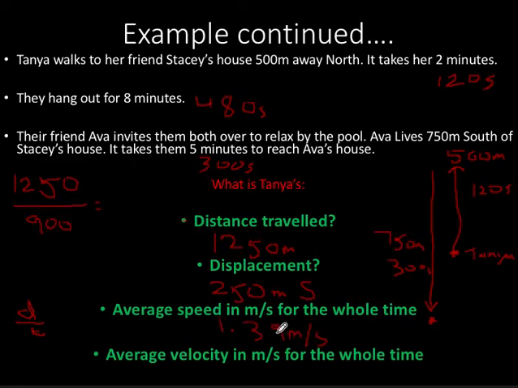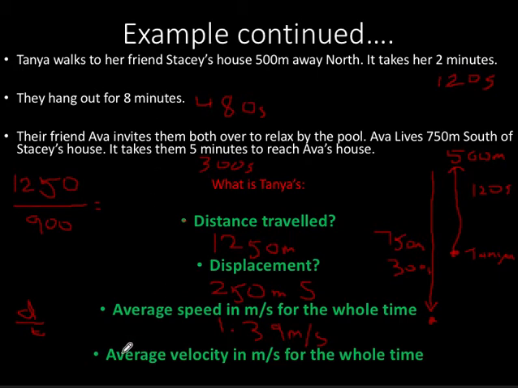Now you can also calculate this just for the time they were moving. All you have to do is not include this 480 seconds. So if I was to go 120 plus 300, that would give me 420 seconds in total here. And if I did the calculation again, 1,250 divided by 420 seconds, the average speed while they are moving only comes to 2.98 meters per second while they are moving only. But if we're incorporating the whole time, that includes the time they hung out at Stacy's house here.